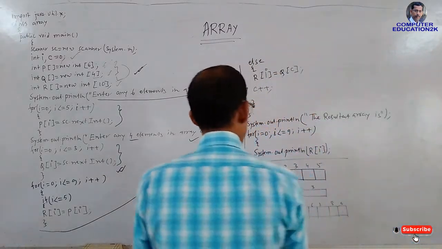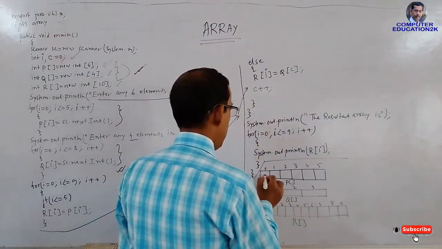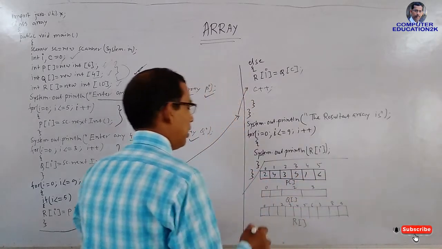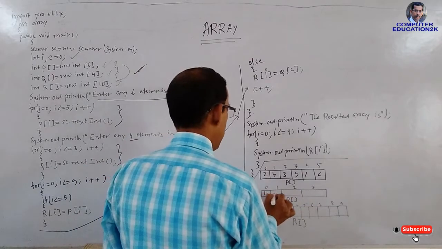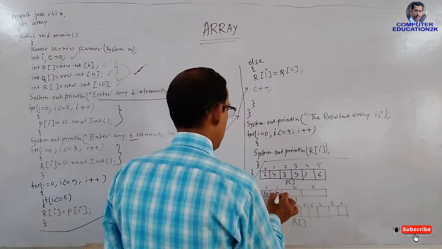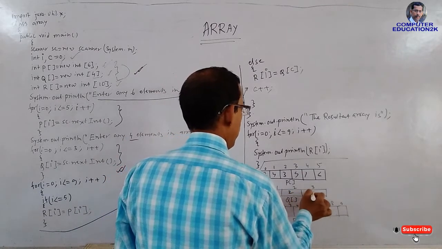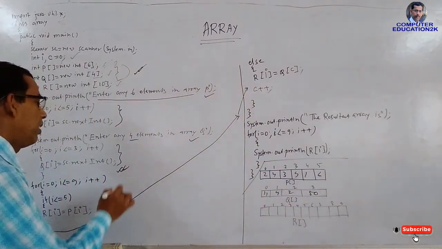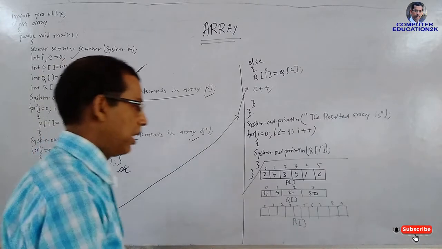Suppose I am entering numbers in P. You can enter any numbers, say 2, 4, 3, 9, 1, 6. And here also I am entering some numbers, say 11, 3, 4, 2, 50. So when you reach here, it means you have entered numbers in the arrays P and Q.